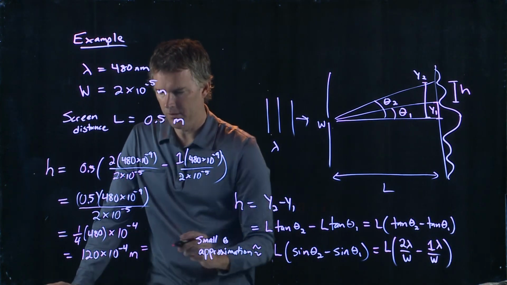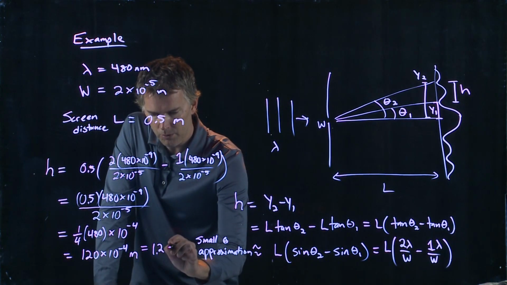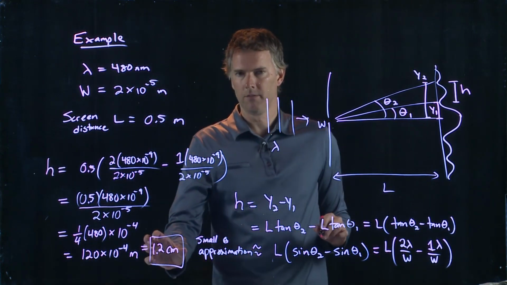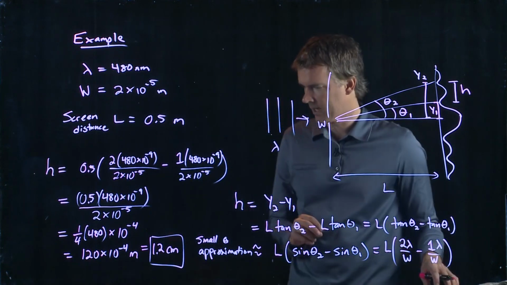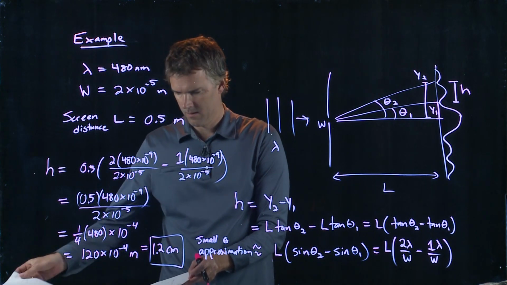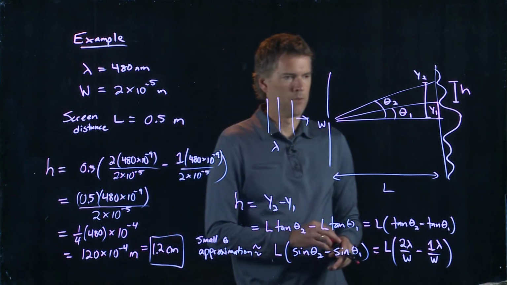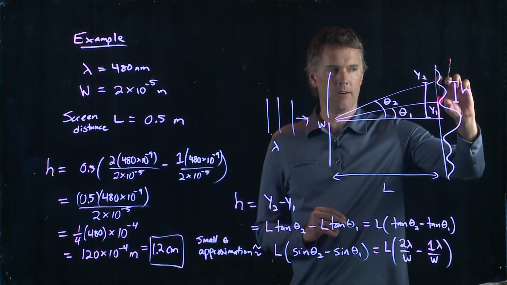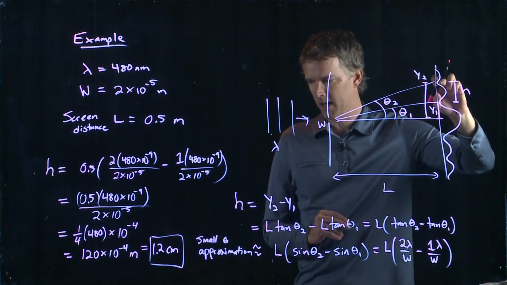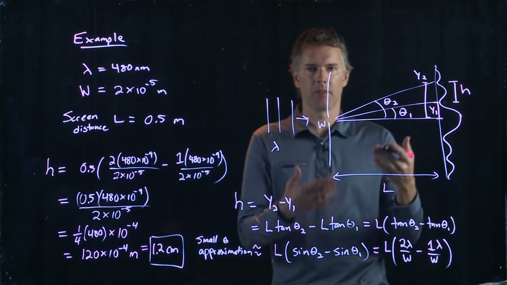Somebody get that as an answer? Which is the same as 1.2 centimeters. If you get something different, just let me know. I think we did that correctly. So the height here, h, of that fringe is first dark spot to second dark spot, and that corresponds to 1.2 centimeters.